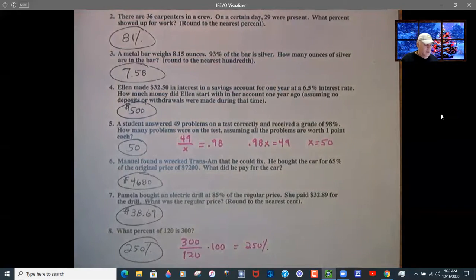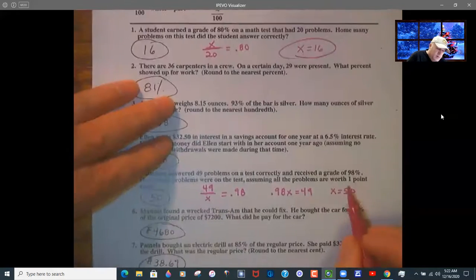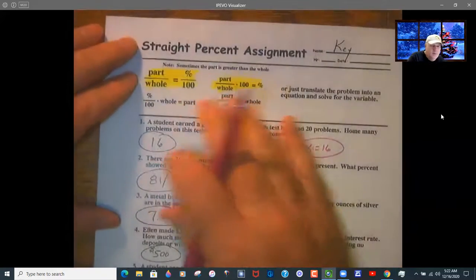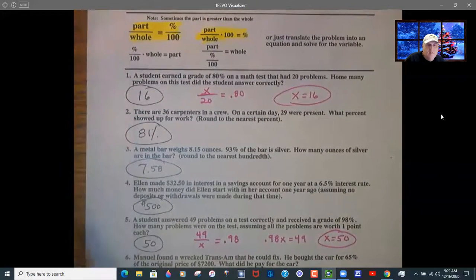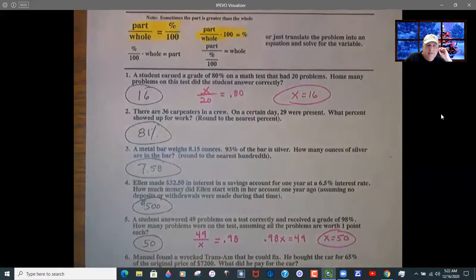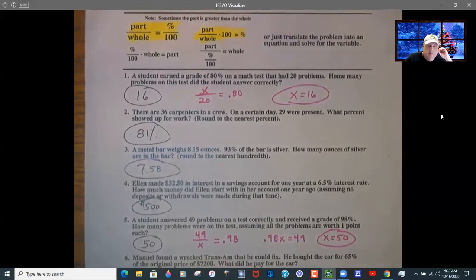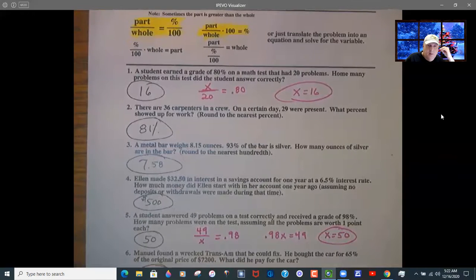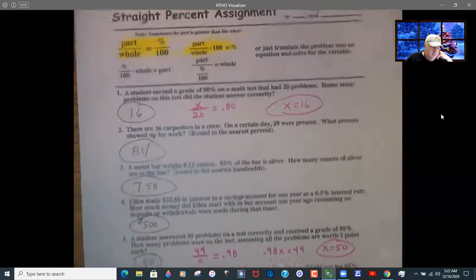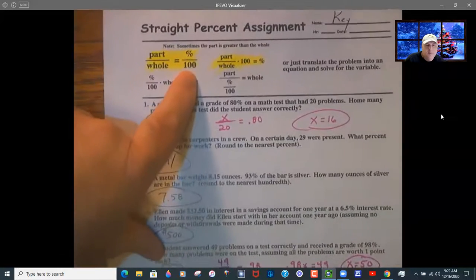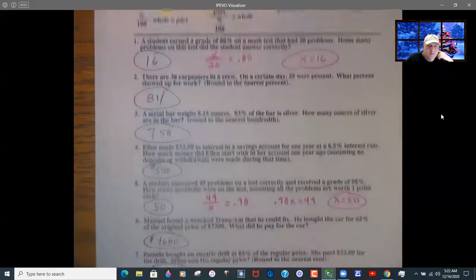Okay, so straight percent, no giant things there. This is the major idea when dealing with these things: part over the whole equals the percent, adjusted if you want to use it as a decimal.